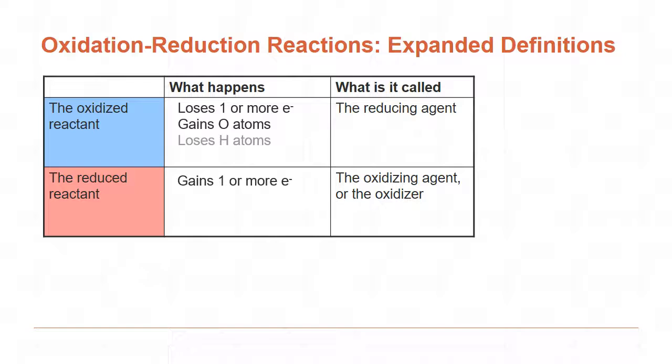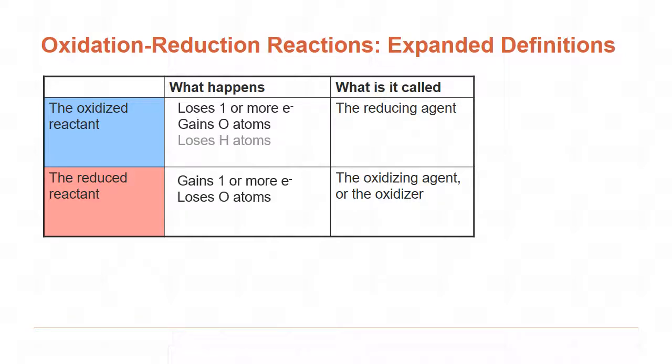Let's look at reduction. Reduction is really the opposite. Reduction occurs when a reactant gains one or more electrons. When that happens, since it causes the other reactant to lose electrons, we say that a reduced reactant is the oxidizing agent or the oxidizer.